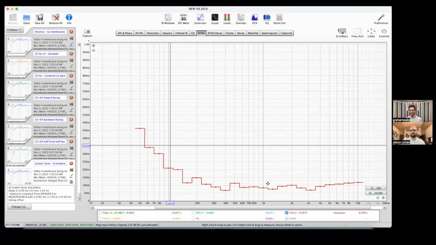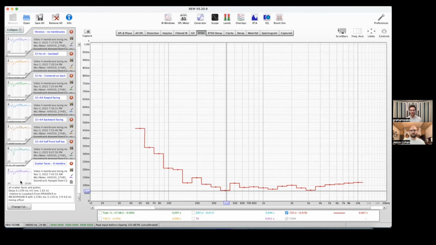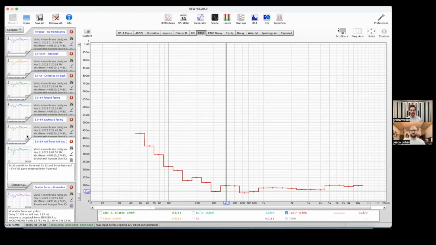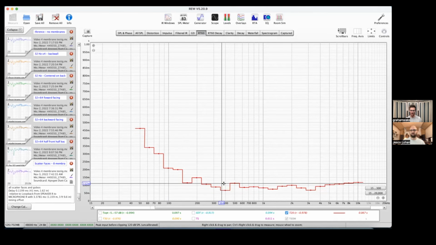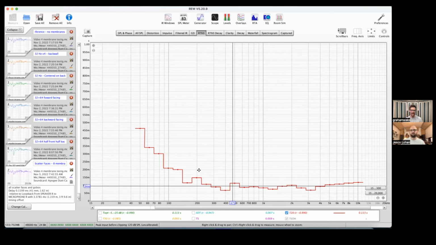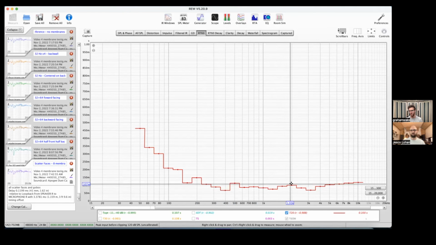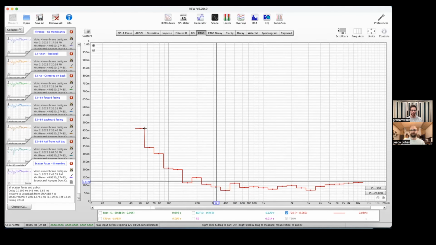I think it's always interesting to look at. If I jump to the scatter faces, interestingly, not in terms of the low end at all, but they do smooth out in some interesting ways, just kind of the high end. But yeah, it's RT60, or T20 in this case, in terms of understanding what's going on in your room.